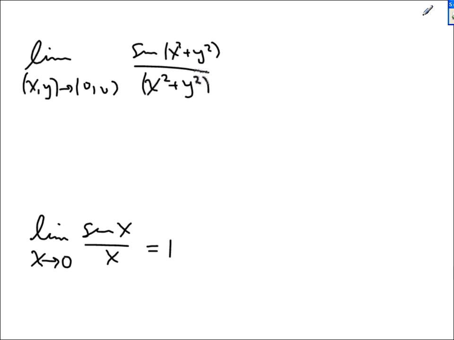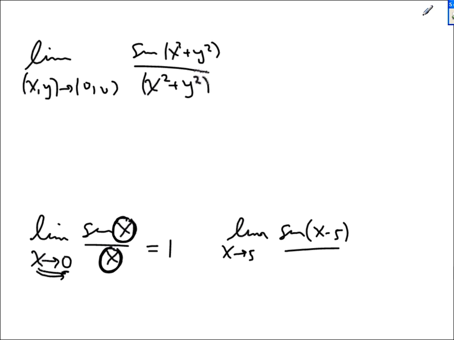Now let's look at this very carefully. What you're taking the sine of and what you're dividing by have to be the same. And as x goes to the value it's going to, these 2 have to go to 0. They have to be the same and go to 0. So for example, the limit as x goes to 5 of sine of x minus 5 divided by x minus 5. These have to be the same, and they are. And as x goes to that number, these have to go to 0, and they do. That equals 1.